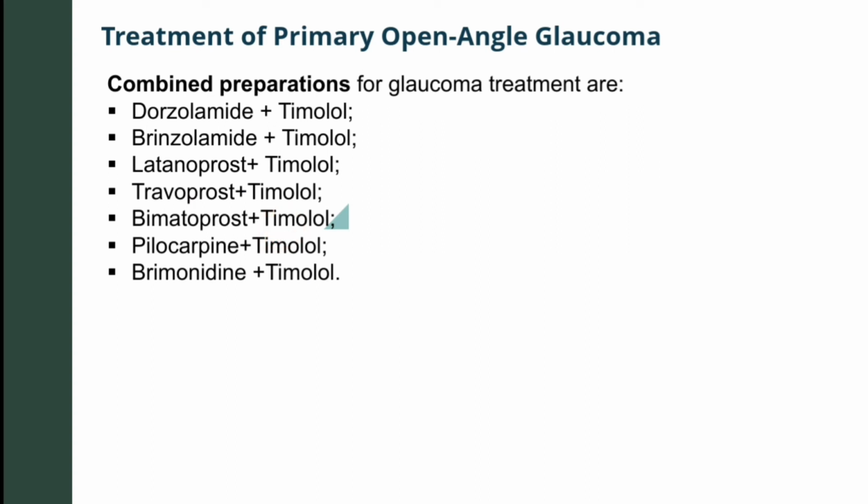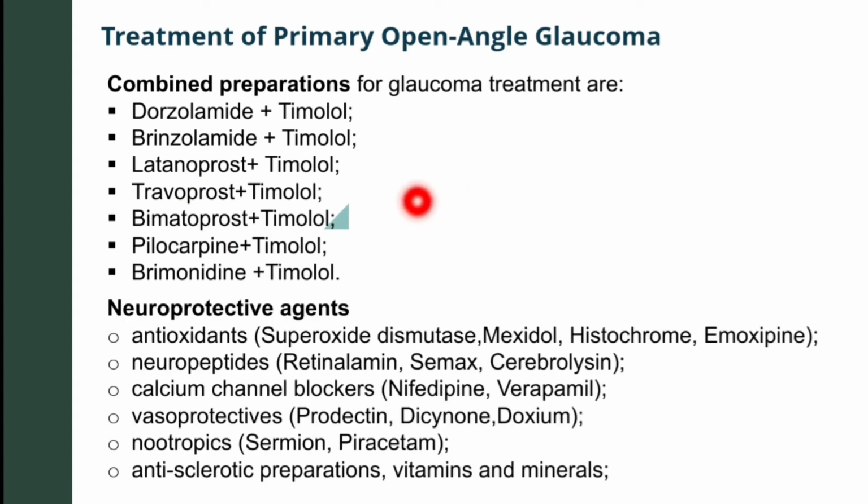Another class I told you, neuroprotective agents. Here we include antioxidants, neuropeptides, calcium channel blockers like nifedipine, verapamil, vasoprotectives, nootropic agents, and antisclerotic preparations. Vitamins and minerals are also included under neuroprotective. But if this medical treatment doesn't work, we go to the next, laser.